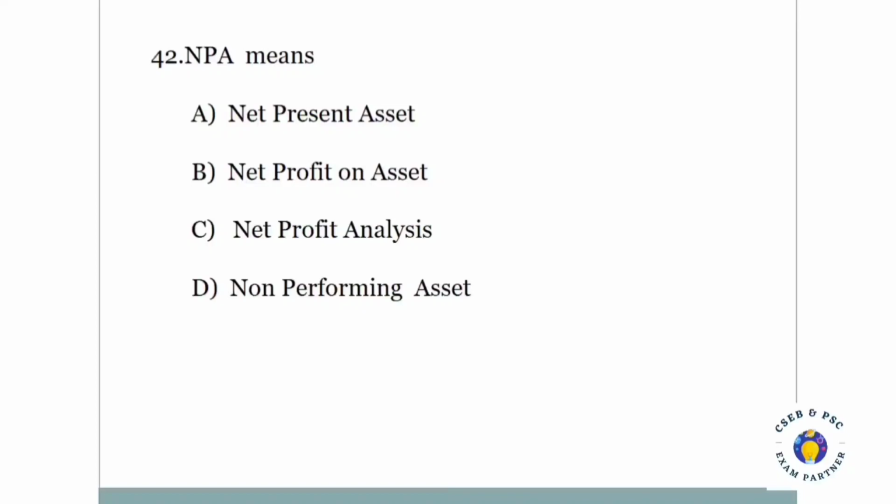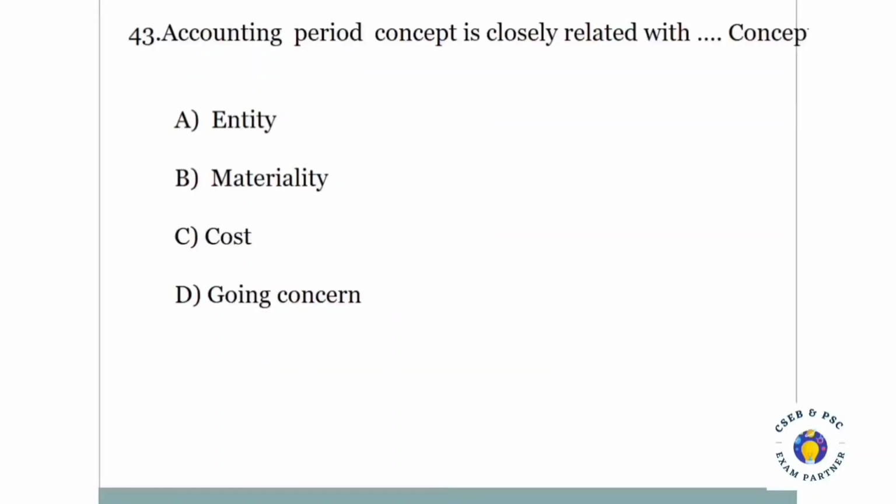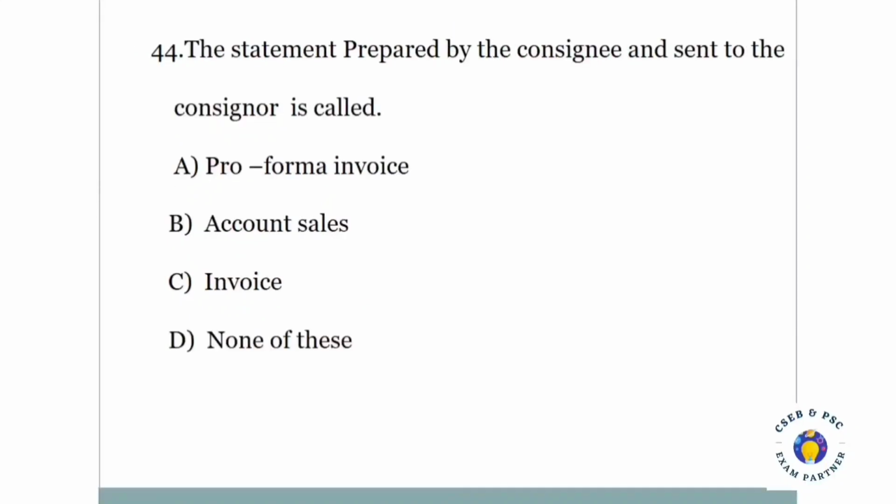Question number 42. NPA means option A, net present asset. Option B, net profit on asset. Option C, net profit analysis. Option D, non-performing assets. Answer is non-performing asset. Question number 43. Accounting period concept is closely related with the dash concept. Option A, equity. Option B, materiality. Option C, cost. Option D, going concern. Answer is option D, going concern.